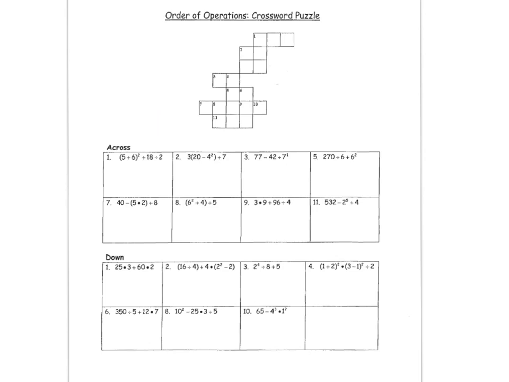Today we're going to talk about order of operations. This is our second day on this topic. At this time, I would like for you to turn to your homework from last night. It was the order of operations crossword puzzle.